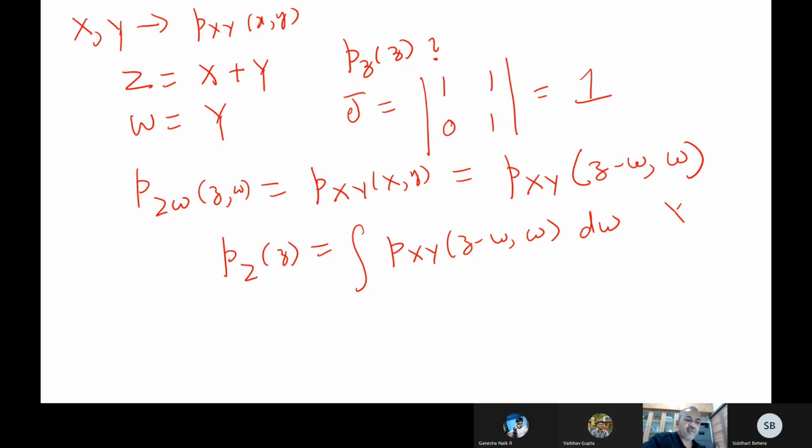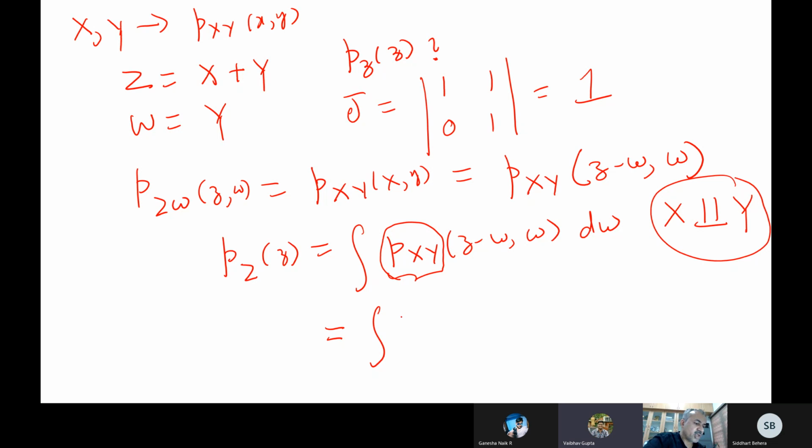Now suppose in these problems x and y are independent of each other. What happens to their two-dimensional distribution if they are independent? The two-dimensional distribution can be written in terms of x and y. So I have p_x(z minus w) p_y(w) dw actually.